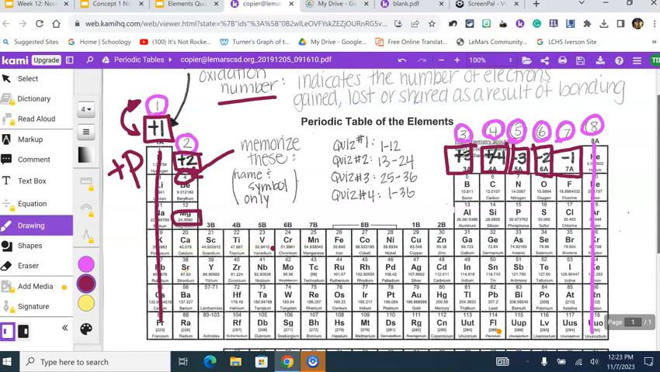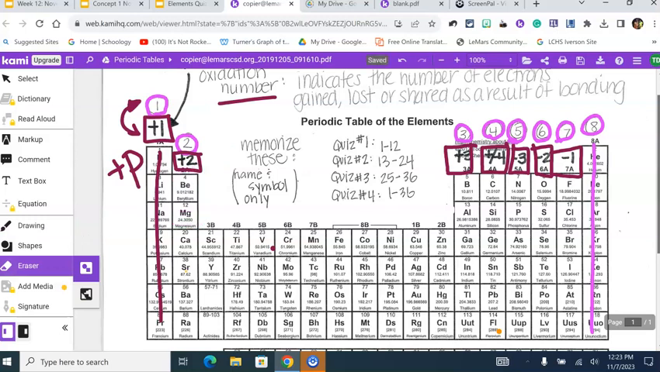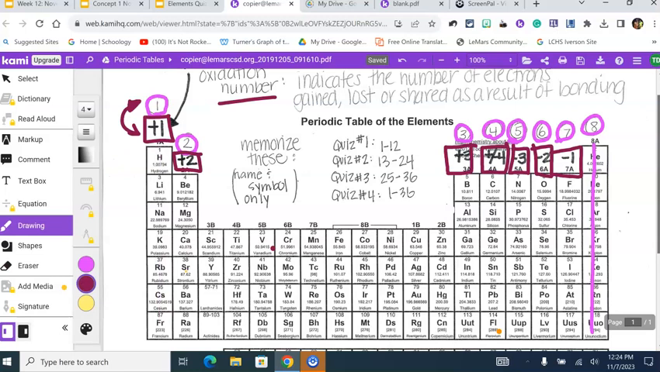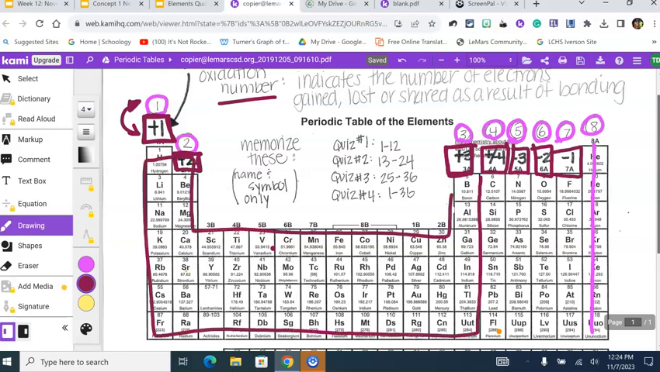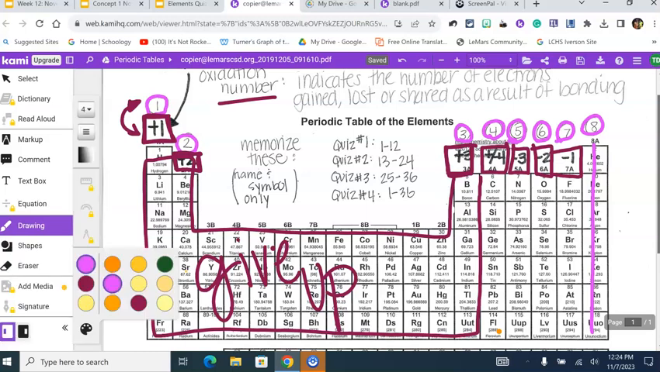But when we start forming chemical bonds, what starts happening is everything that is a plus, so +1, +2, +3, honestly, everything this way forward is going to give up electrons. They're going to give up. And everything right here is going to take on.